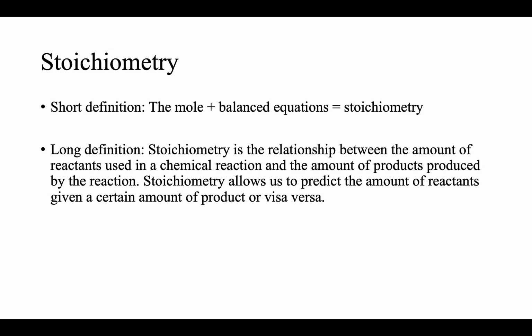And the long definition is that stoichiometry is the relationship between the amount of reactants used in a chemical reaction, so what you start with, and the amount of products produced by the reaction, what you end up with after the reaction. And stoichiometry allows us to predict the amount of reactants given a certain amount of product, or vice versa.